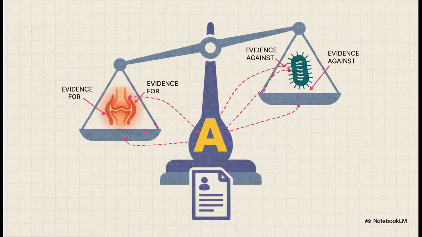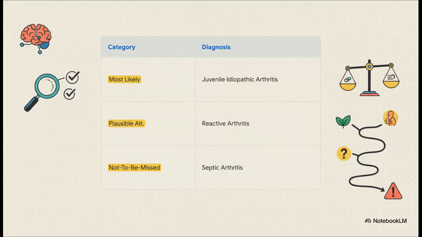Step 3, analyze. Okay, this is where the magic really starts to happen. The learner can't just list the differentials. They have to analyze them. They have to actively compare and contrast the possibilities they just named, justifying their thought process right there, out loud. And a great way to structure this is to get them thinking in categories, like most likely, plausible alternative, and that critical, not to be missed diagnosis. This teaches the learner to prioritize and weigh the evidence for each one, which is a cornerstone of advanced clinical reasoning.